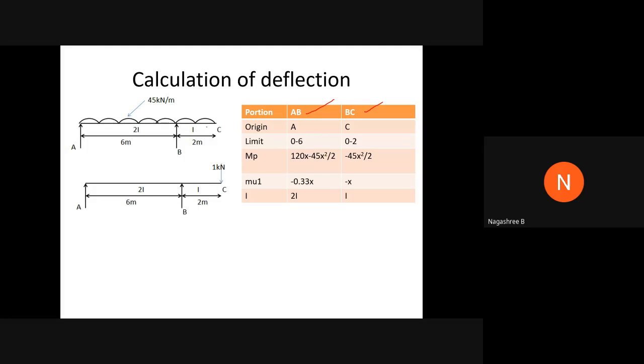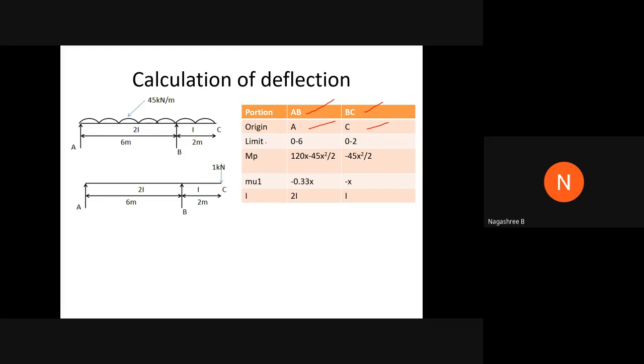In the case of the AB portion, A is the origin, and in the case of the CB portion, C is the origin. Why is C the origin? Because we are going to compute the deflection at point C. Therefore, C should be taken as the origin.